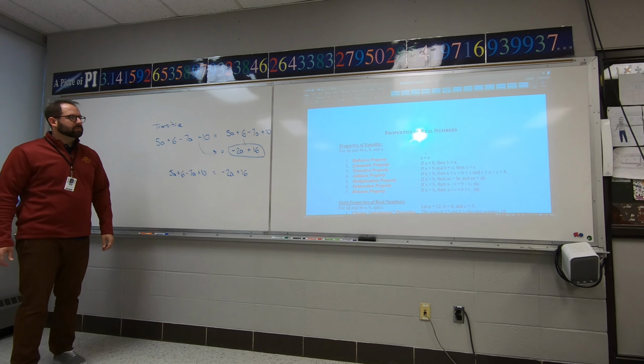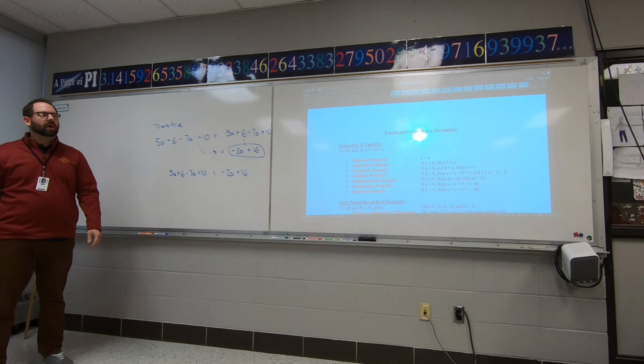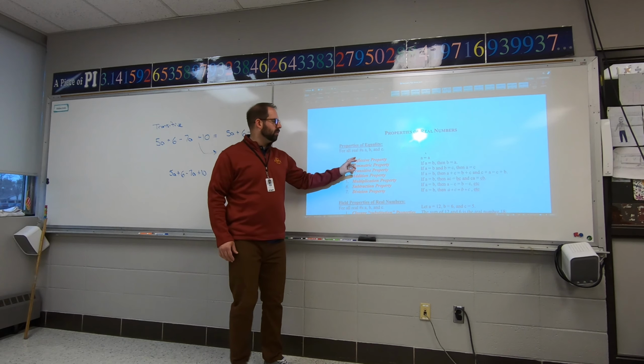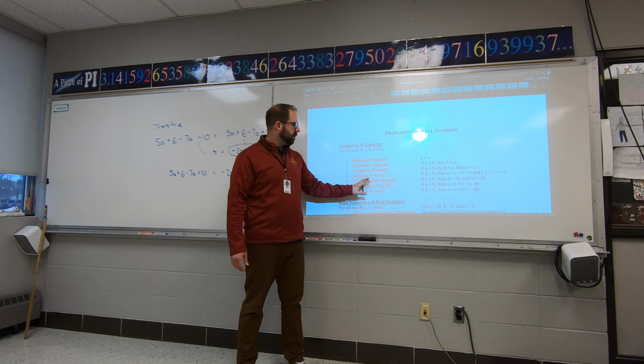Okay, so addition, multiplication, subtraction, division, no particular order. I just wrote those in there. I just kind of spread them out. These are the properties we call it. Each one of these things would actually be the reflexive property of equality, symmetric property of equality, addition property of equality, right?